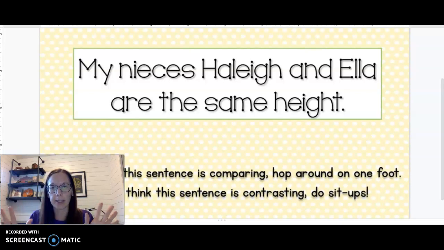But you need space. Okay, the sentence says, my nieces, Haley and Ella, are the same height. Do you think that is comparing or contrasting? Okay, so you need to start hopping 3 times if you think it's comparing, or you need to be doing 3 sit-ups if you think it's contrasting. All right, if you are hopping, you are correct. It is comparing because they're both the same height. Okay, keep standing up.